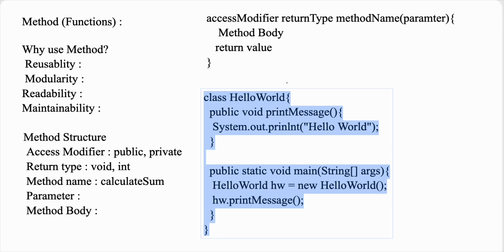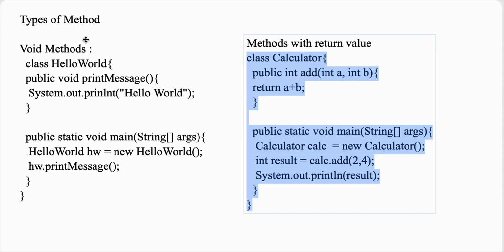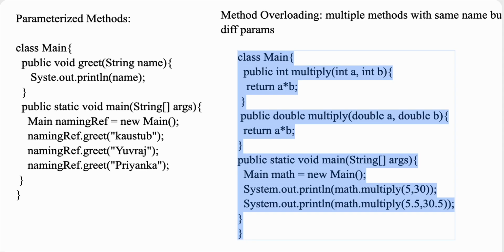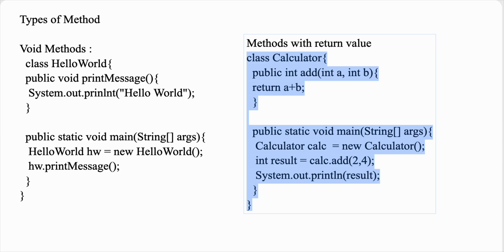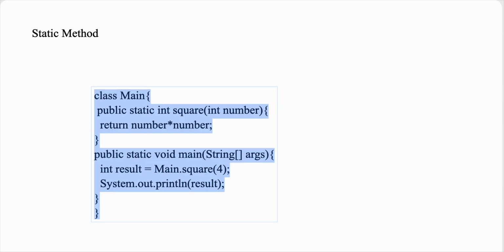Okay, the next thing we have learned is the types of methods. The first type is void. The second types are the parameterized method, method overloading, method with return type, and static method. So these are the things regarding methods. Did you guys understand these methods?